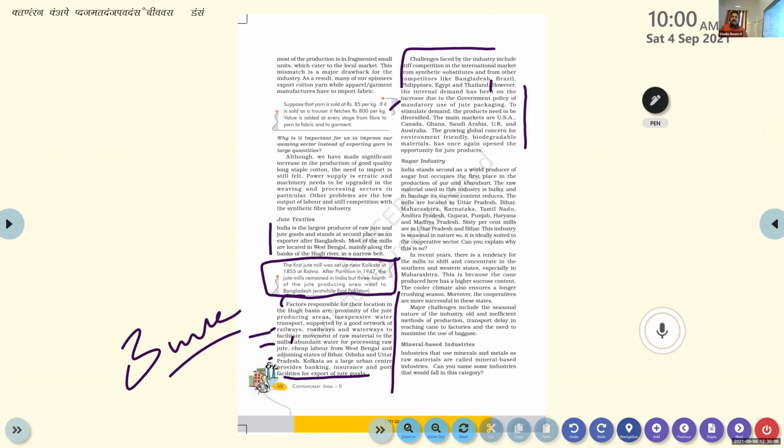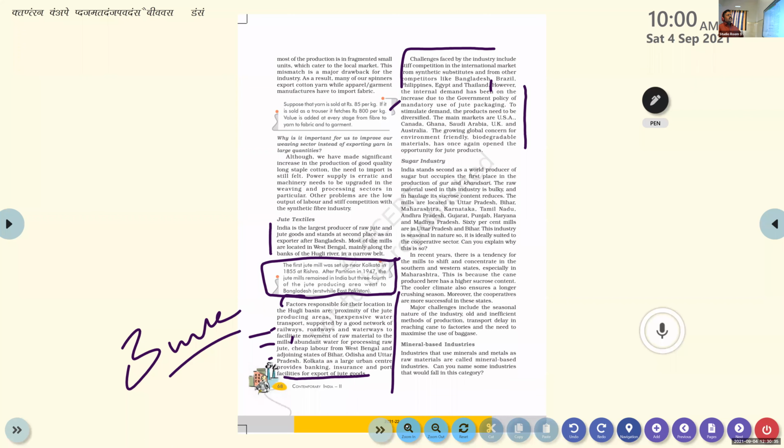Okay, the growing global concern for environment-friendly, biodegradable materials has once again opened the opportunity for jute products. So, international markets or almost all the countries today, they are thinking about a change. They want a change. Instead of plastic material or the materials that make problems for the environment, almost all the countries are giving more importance to biodegradable materials like jute. So this drive is basically helpful for improving the jute production in our country.